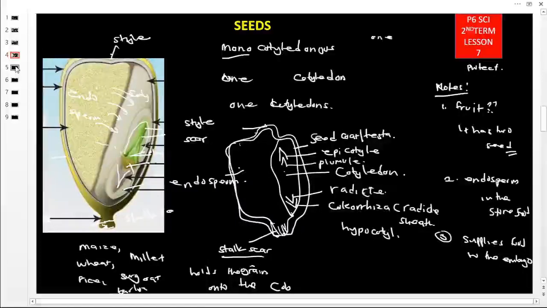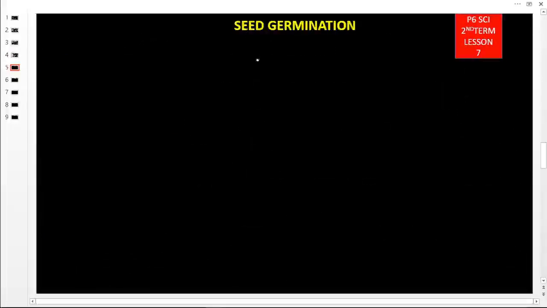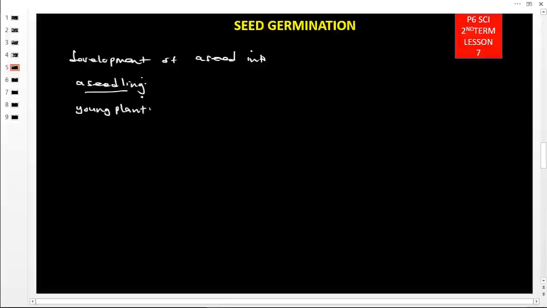So now let us move on and see what happens in the soil. When these seeds are put into the soil, they undergo what we call germination, that is seed germination. Therefore, germination is the development of a seed into a seedling. This word seedling means a young plant. So a seedling is a young plant coming from a seed.